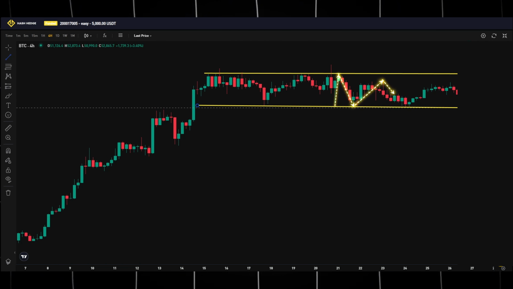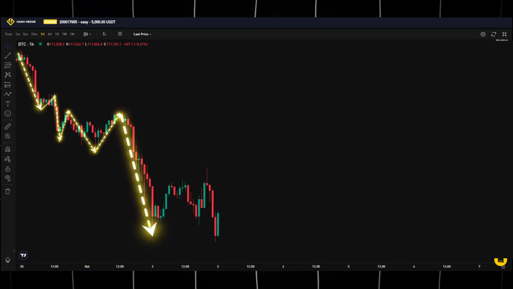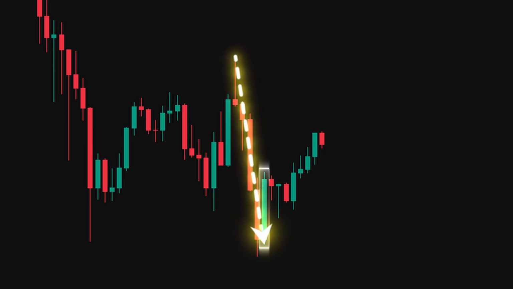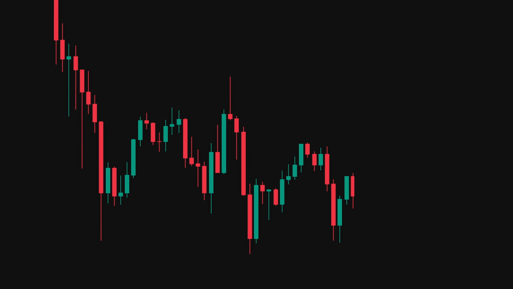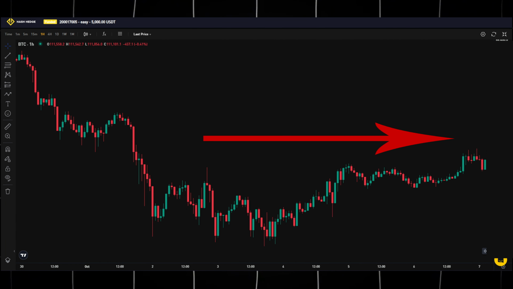Now let's look at another example. Here, we see that the price was originally in a clear downtrend, forming lower highs and lower lows. Then we see another drop, but this time the price can't fully move lower because of a bullish engulfing pattern, which causes it to bounce back sharply. From this, we can clearly see that the market structure has already changed. It has shifted from a downtrend to a sideways market.